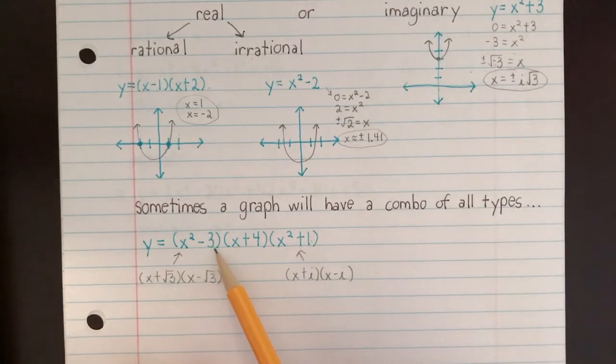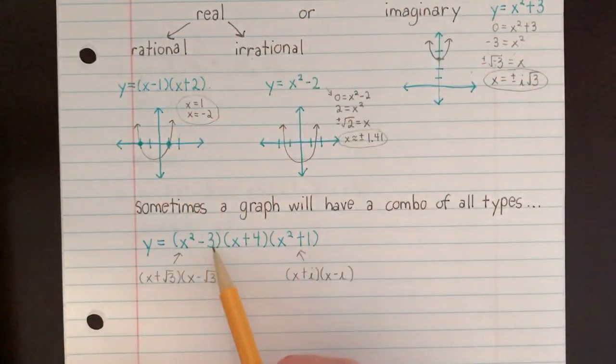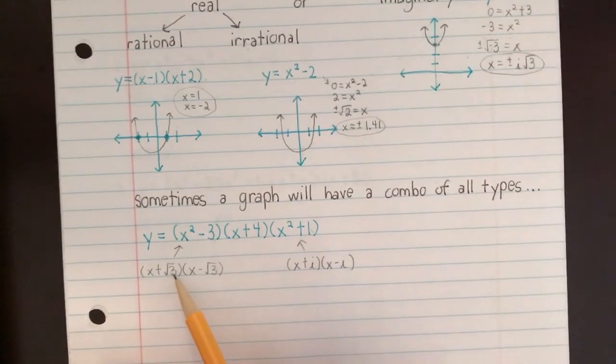The x squared minus 3 produces irrational roots because this factors, if you think about it, this is a difference of squares. Anything could be a difference of squares pretty much, because what's so cool about this, I know 3 is not a perfect square, but doesn't square root of 3 times square root of 3 equal 3? Yes, it does. So that breaks down to x plus square root of 3, x minus square root of 3. This factor here produces a rational root of x equals negative 4.